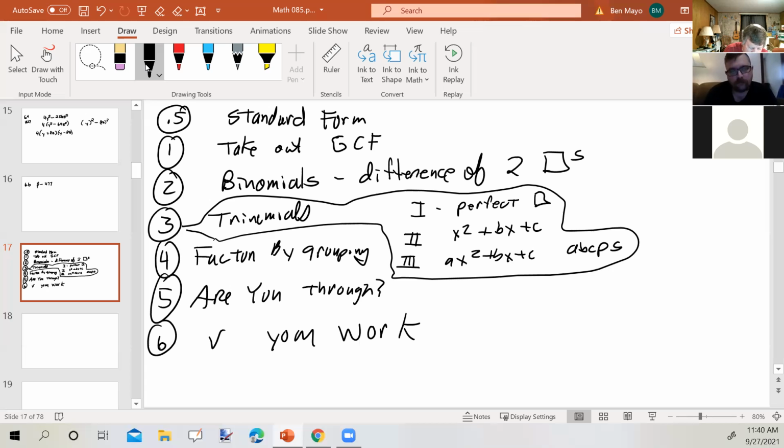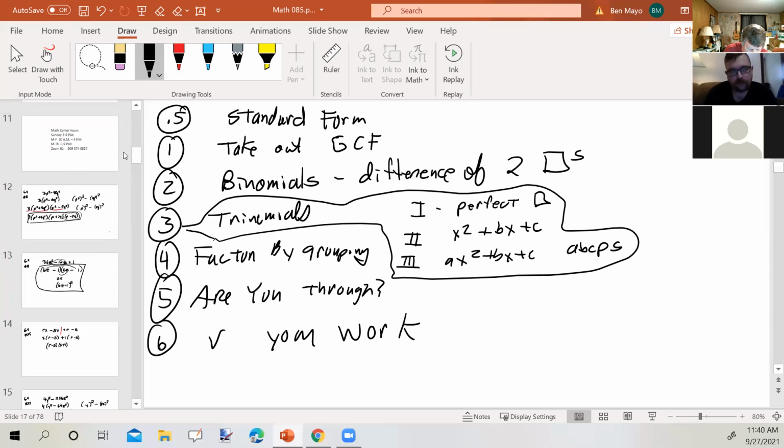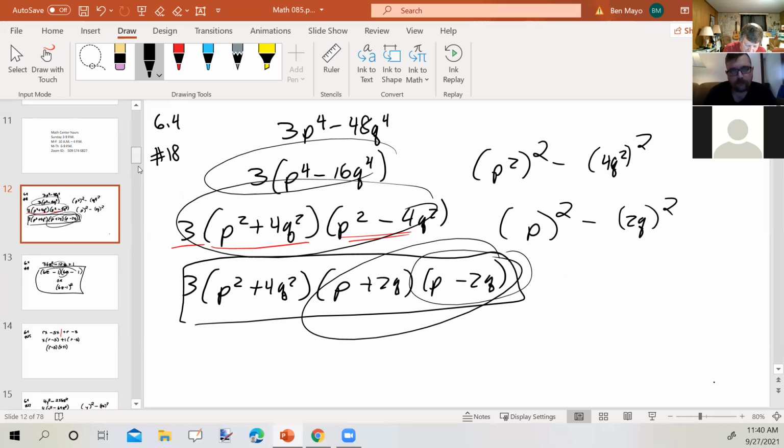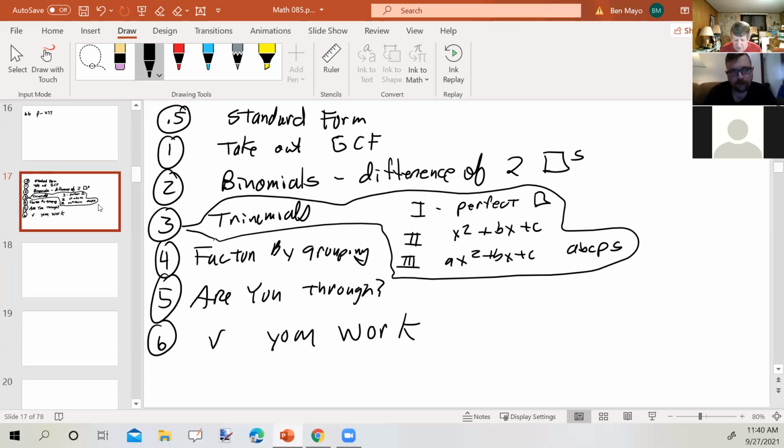In fact, let's go back here and let's look at an example. This one, it kept factoring. So are you through, or have you factored everything you're supposed to? And finally, check your work. All right. Now, I'm going to refer back to this list as I go on and do examples. I'm just going to pull some examples from the book, but we're going to take it through that checklist.